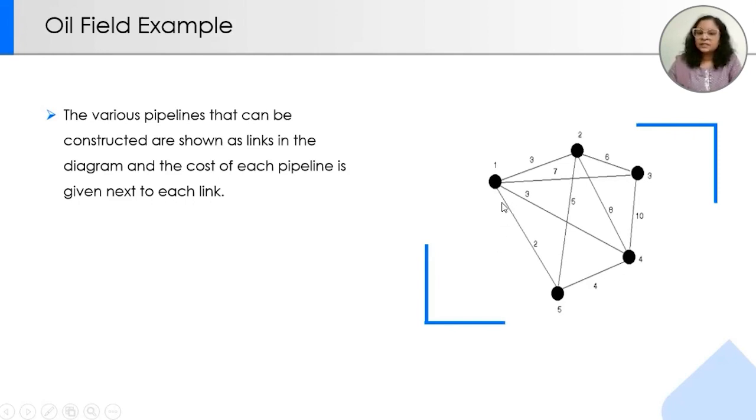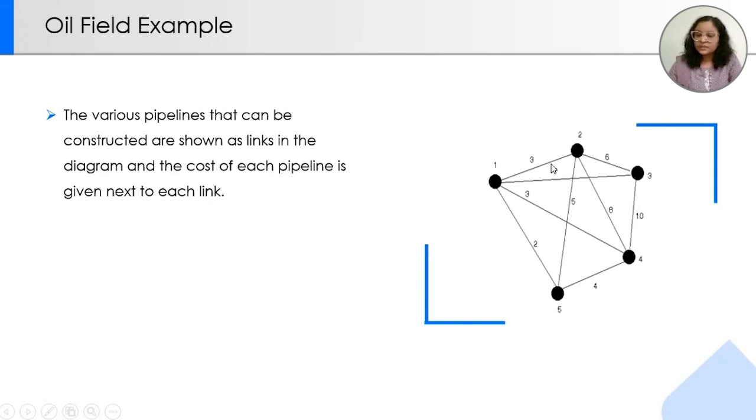Now, you may see that there are certain numbers which you can see on the edges. Like the edge between node 1 and node 2 contains the number 3. The edge between node 2 to node 3 contains the number 6. So what are these numbers exactly? The various pipelines that can be constructed are shown as links in the diagram, and the cost of each pipeline is given next to each link.